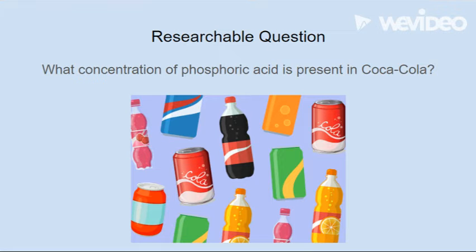For my researchable question, I chose to investigate the amount of phosphoric acid present in Coca-Cola. It was essential that I chose a soft drink only containing one acid so that I could collect clear data that I knew targeted the presence of a specific acid. My researchable question is, what concentration of phosphoric acid is present in Coca-Cola?